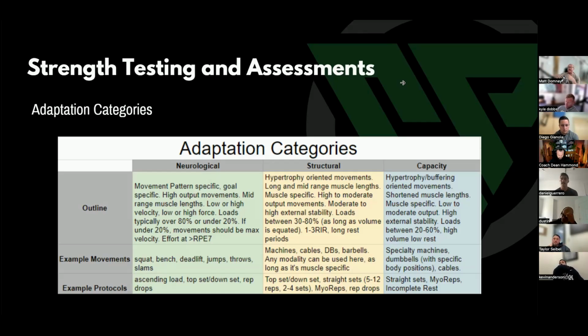The capacity oriented stuff and the structural oriented stuff, that falls within the category more of intramuscular coordination, because we're looking at developing either the strength of the muscle or the ability of the muscle to tolerate more work over time. So with this, it's going to be high amount of external stability, low to moderate output. Loads are going to be between 20 and 60%, and this is going to be fairly high volume with very low rest. So we're going to be doing straight sets, myo reps, and incomplete rest here as an easy way to just drive a tremendous amount of volume in towards those specific positions and get that capacity adaptation trained.